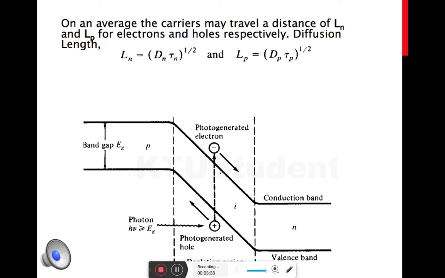On average, the carriers may travel a distance of Ln and Lp for electrons and holes respectively. Ln and Lp are the diffusion lengths for the electrons and holes, given by Ln = (Dn tau n)^(1/2) and Lp = (Dp tau p)^(1/2). Dn and Dp are the diffusion coefficients of electrons and holes, whereas tau n and tau p are the carrier lifetimes of electrons and holes respectively.